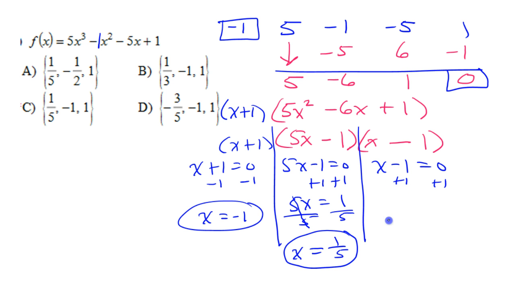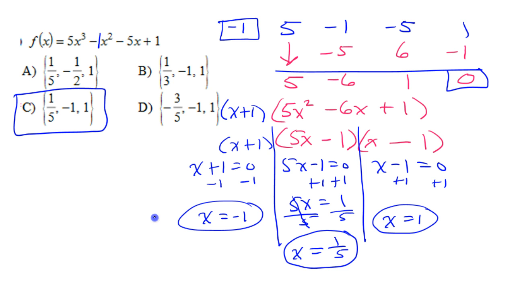Adding 1 to both sides, I get x equals 1. So these are my three roots, or zeros: negative 1, 1/5, and 1. Okay, there's negative 1, positive 1, and 1/5 is right here. So the correct answer is C. So that's one way that you could do it. Now I'm going to go back and show you another way.